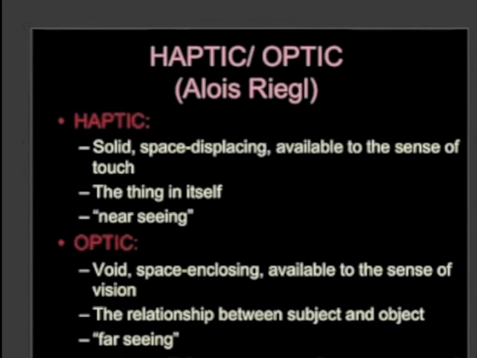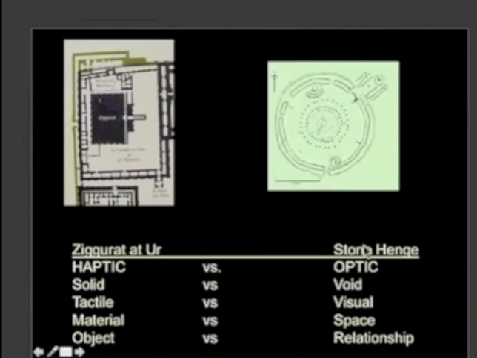As opposed to the optic, and we'll come back to this image again, but let's look at Stonehenge as something optic. You can see it from far away. It is spatially penetratable by your gaze. Vision and perspective help you understand this thing, and you can surround yourself in it. So while the haptic is solid, the optic is void. While the haptic is tactile, materially present, available to near seeing or touching, the optic is visual, available to far seeing or perspective. The haptic is primarily material.